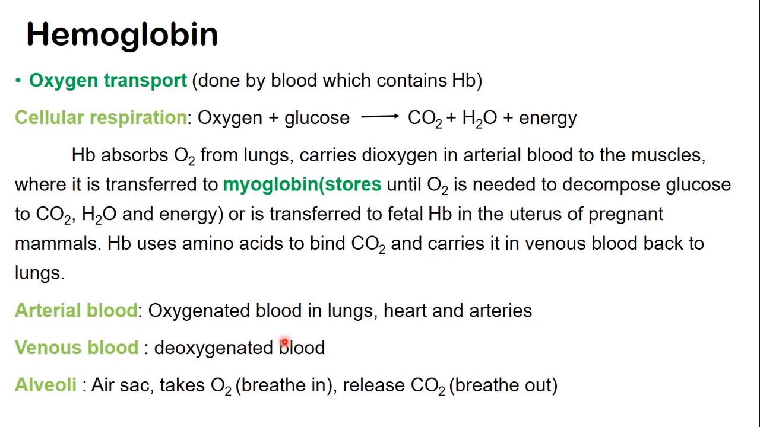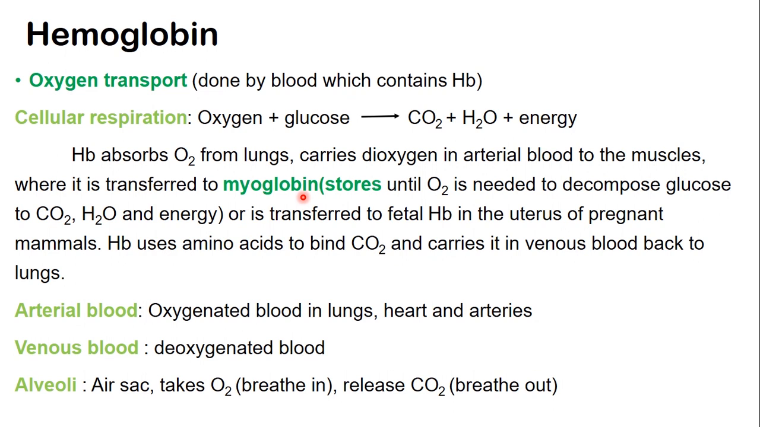Initially, this hemoglobin will bind with the oxygen that is present in our lungs, and then it will carry this oxygen via the arterial blood to the muscles and tissue in our body. Where it transfers this oxygen, it transfers it to the myoglobin. So we are not going into detail about this myoglobin protein. Maybe in later videos we will be seeing.